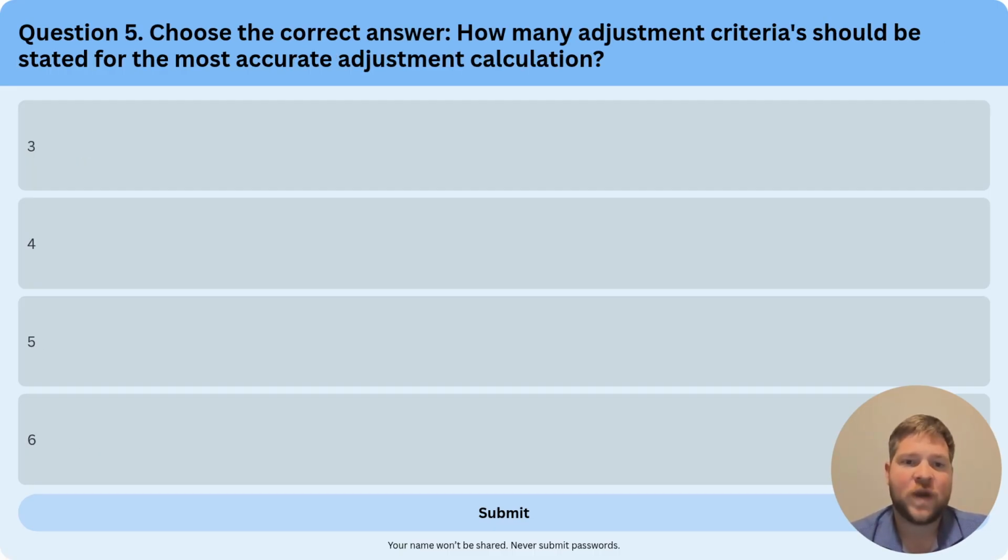Question 5, choose the correct answer. How many adjustment criteria should be stated for the most accurate adjustment calculation? I'll give you 10 seconds. You are correct. The answer is 4. I went over this several times. It's also in the valuation report. You only do 4 adjustments for a home valuation, at least for my home valuation, how I teach it.